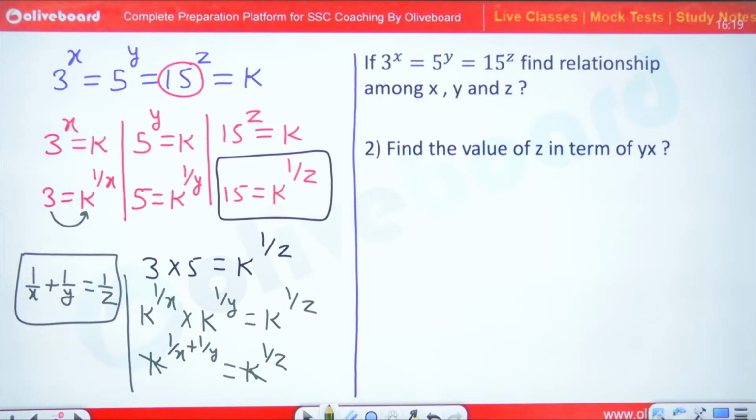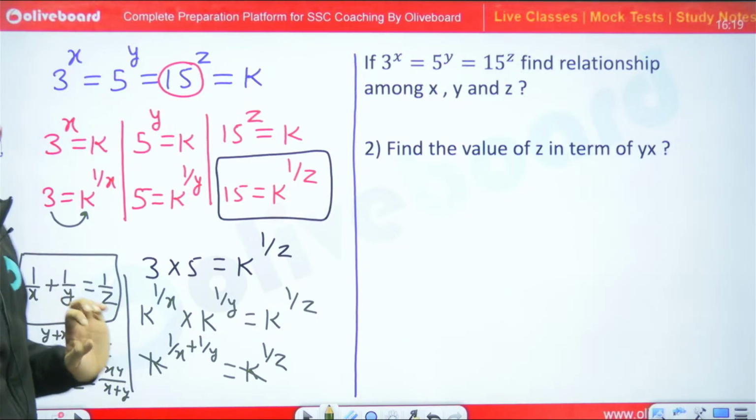So what is the value of z in terms of x, y? We can say that take the LCM. So y plus x over xy is equal to 1 upon z. So z is equal to what? We can say that z is equal to xy upon x plus y. Simple? Yes.